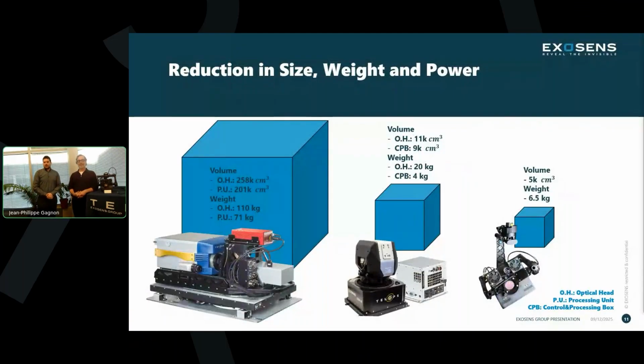So here you can see the Hypercam, the first Hypercam. You can see the volume and the weight. So it's a really big system, obviously. Then we used that to develop the Hypercam Mini. So you see here the Hypercam Mini Airborne. So it's much smaller. It's easier to work with, to integrate in an aircraft. So then again, smaller, lighter. And now today we have the Hypercam Nano, which is even smaller and lighter.